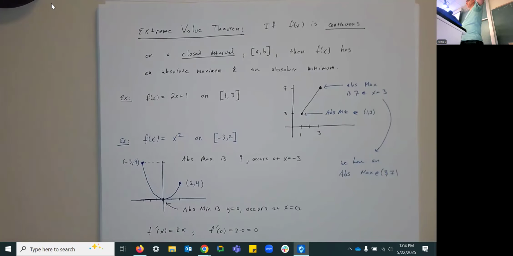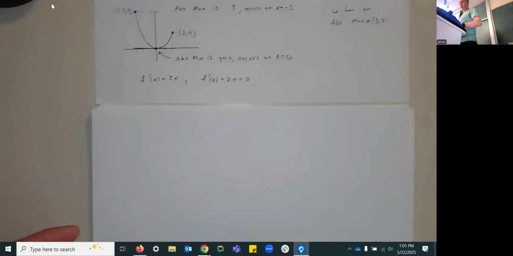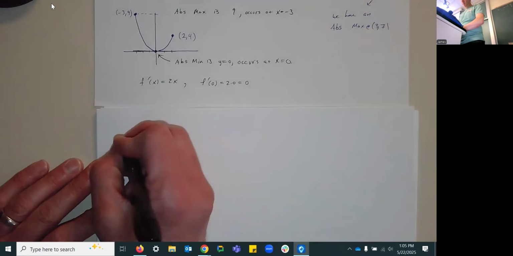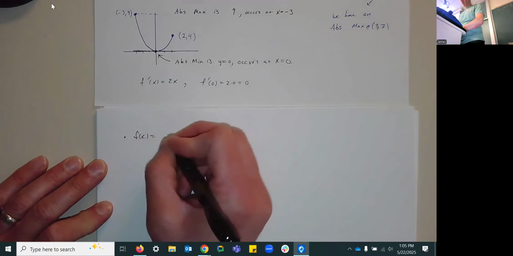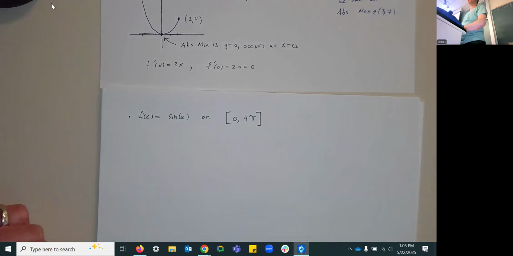What about, yeah, let's go back. Sorry, what about f of x equal to sine of x on the interval from 0 to 4 pi? What's the period of sine? Ooh, good question. What is the period of sine?